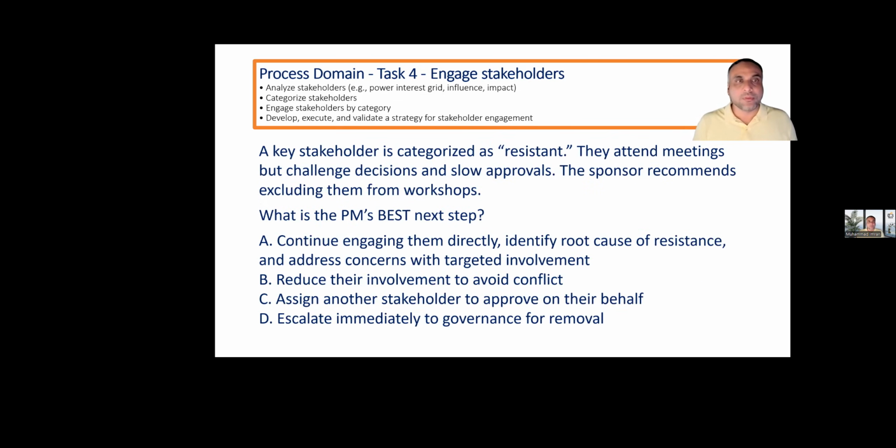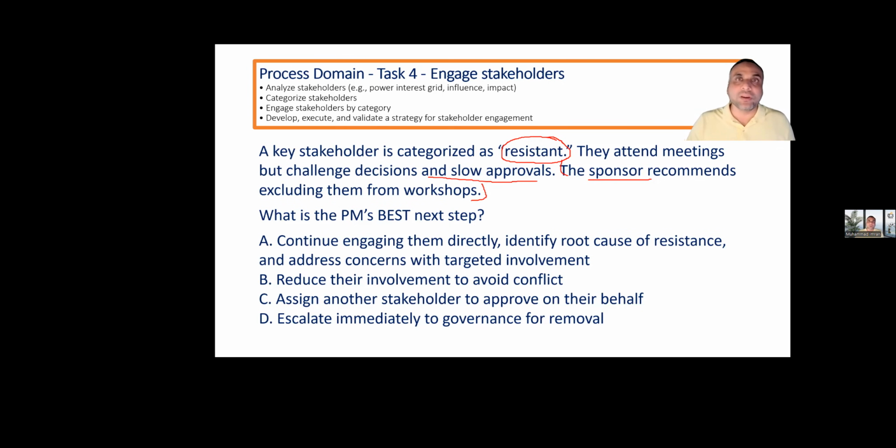Very good. A key stakeholder is categorized as a resistant stakeholder. They attend meetings, but challenge decisions and slow approvals. The sponsor recommends excluding them from workshops. So for the resistant stakeholders, what strategy should we use? We have to provide what they need. And based upon our learning, we do not alienate the stakeholders. We cannot alienate the stakeholders, otherwise they will create more problems.